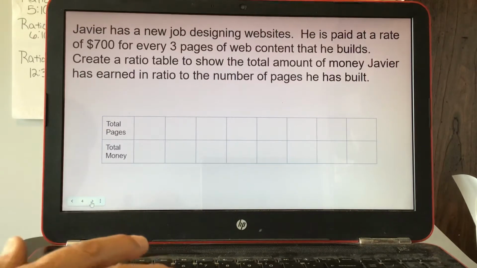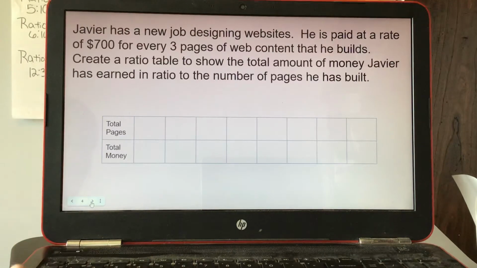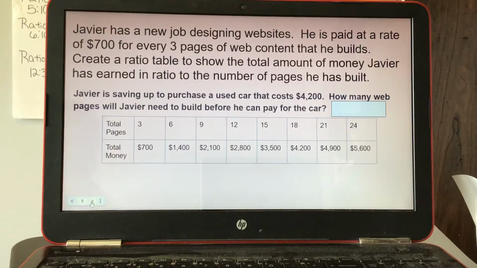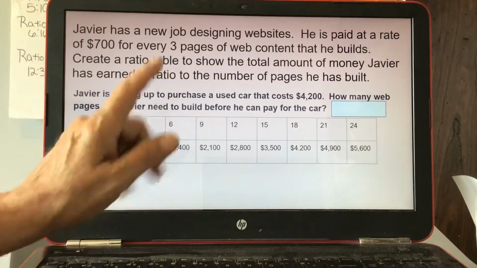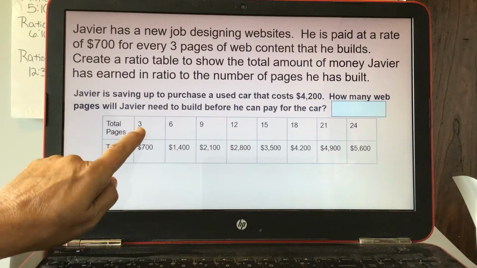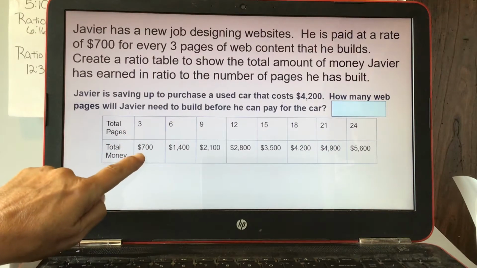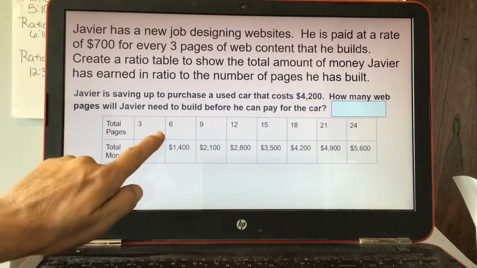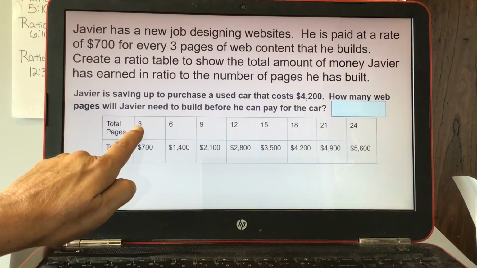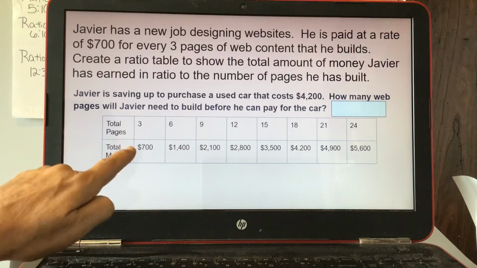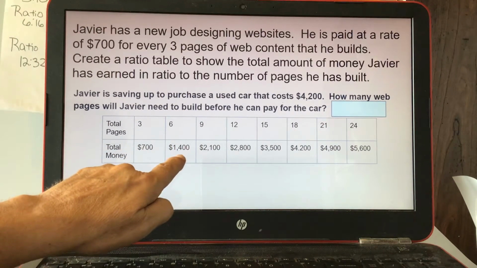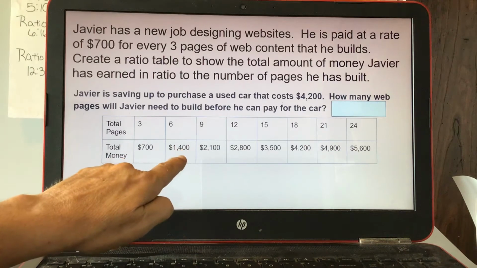So I left this blank so you can fill it out if you're working at home, but make sure to fill out your workbook. Okay, so again, we're doing the same thing. So they told us 3 pages for $700. So now I started off by multiplying this by 2. So 2 times 3 is 6. 2 times 700 is $1,400.